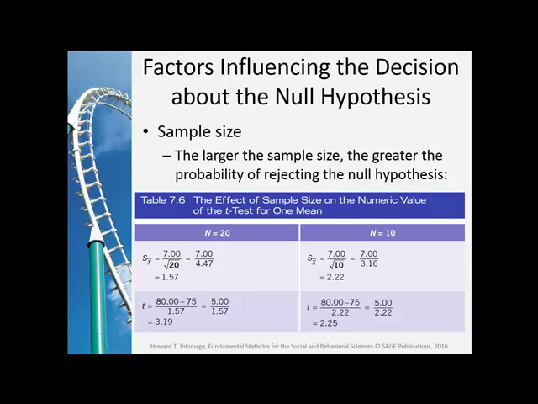So here's an example where by changing the sample size, we can see how it affects the standard error. With a sample size of 20, when you're computing the standard error, you get a t-score of 3.19. Same setup, but with a sample size of 10, you get a t-score of 2.25. This is much closer to the do not reject area, and this is much further in the rejection zone.